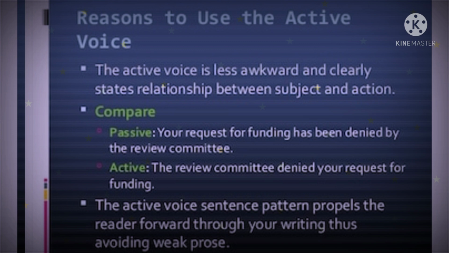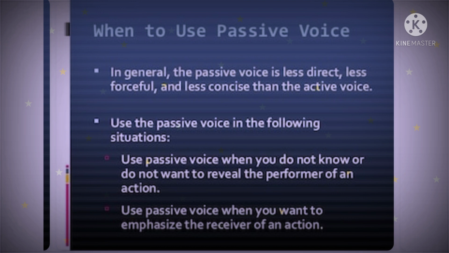The second reason to use it is that the active voice is less awkward and clearly states the relationship between subject and action. See this example. Your request for funding has been denied by the review committee. The review committee denied your request for funding. So, the first one will feel a little awkward or it may not be very clear. That is why, in order to understand it clearly, we use active voice.